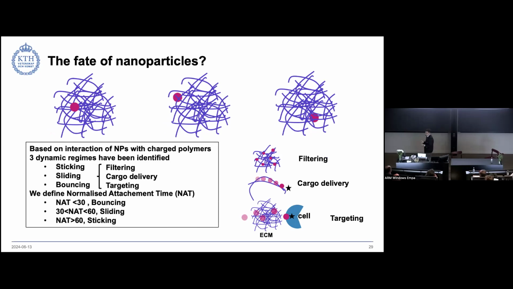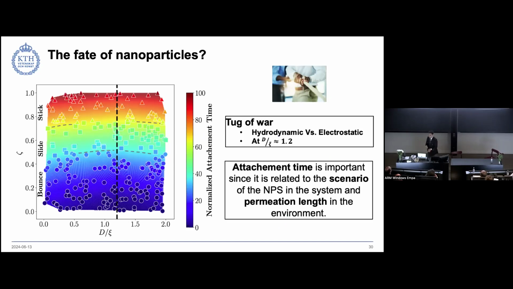Each of these can be beneficial for different applications. For example, a sticking behavior is beneficial for filtering, sliding can be beneficial for cargo delivery inside the cells, and bouncing is to reach a cell further than the extracellular matrix. So here we plotted the NAT, or normalized attachment time, and we defined the regimes that are there. And we found that the ratio of the nanoparticle size to the mesh size is important.